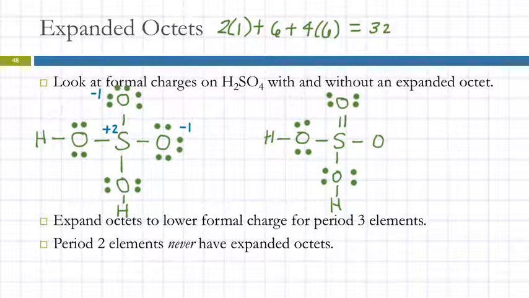So we're going to do the same thing with this other oxygen, put a double bond in there. Now this oxygen has 0 formal charge, and the sulfur has a 0 formal charge, and everybody's got 0 formal charges by expanding the octets. So if you can expand an octet for period 3 elements and get the formal charges lower, closer to 0 or 0, then you do that. Period 2 elements never have expanded octets. Carbon, nitrogen, oxygen, fluorine, they can't do this, and so they don't. Any questions?